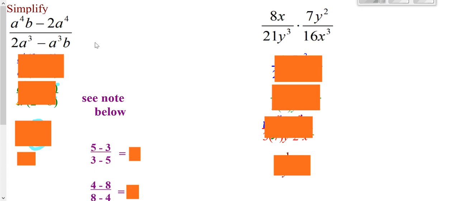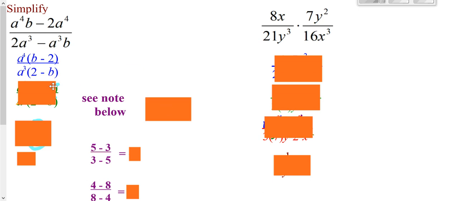So here, some of you might be tempted to cross this 2 out with that 2. We can't do that because it's not 2 times the whole bottom and 2 times the whole top. Similarly for the A's and the B's. Before you cross stuff out, you have to factor. Remember, your first step in factoring is to pull out the greatest common factor. So we'll do that on top. Pull out the greatest common factor on the bottom.